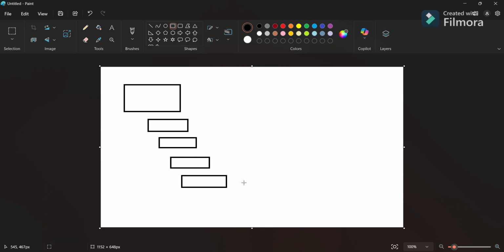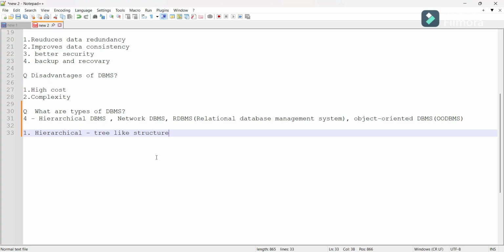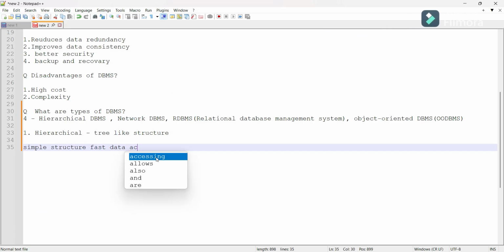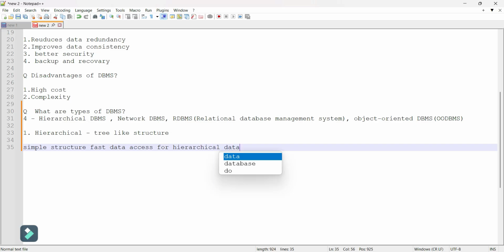There are also some advantages of the hierarchical DBMS. Number one is a simple structure. The structure is very simple. Number two is fast data access for hierarchical data. So these are some advantages of the hierarchical DBMS, and on the other side, there are some disadvantages.